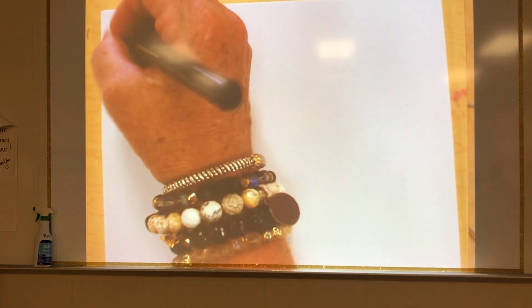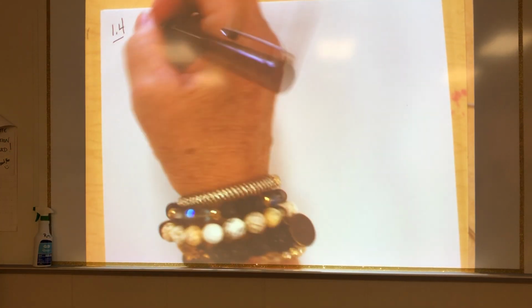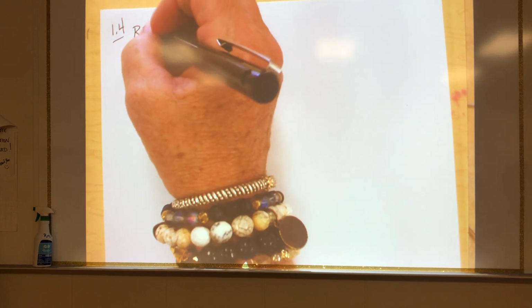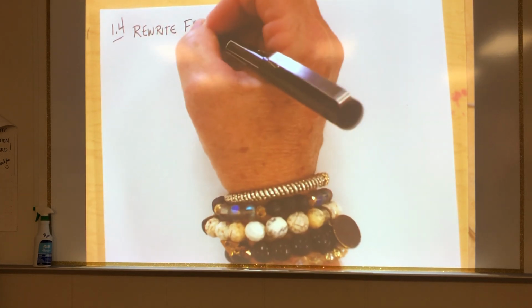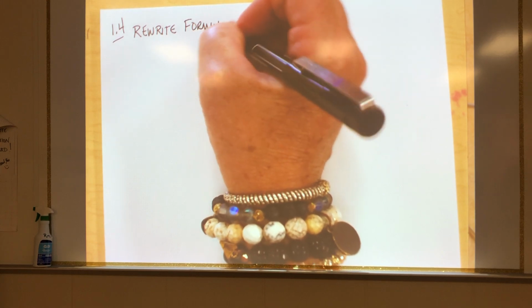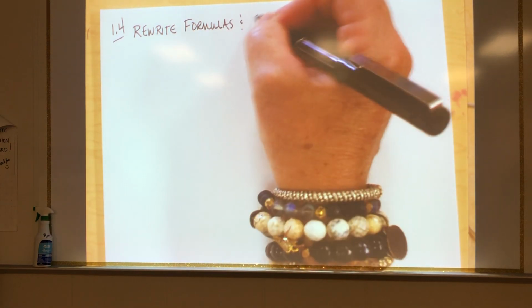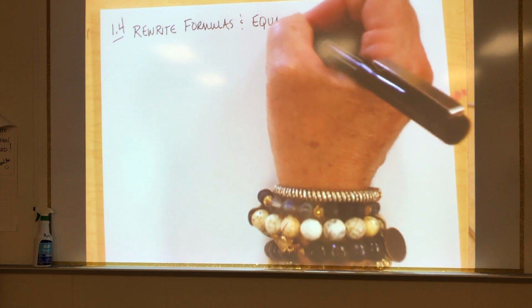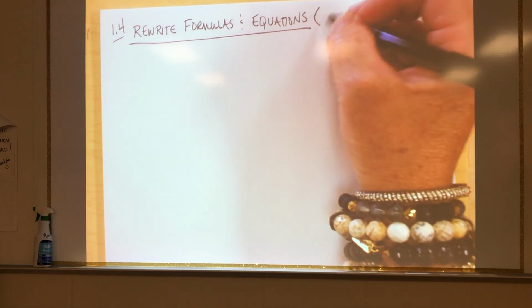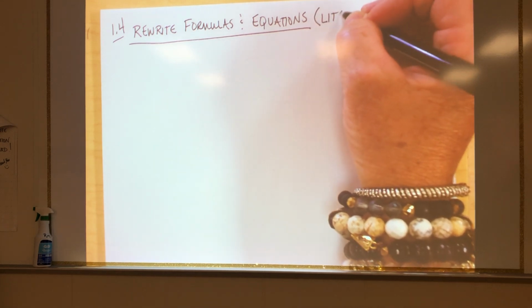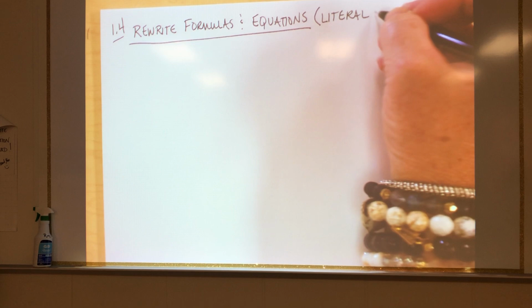Now we're going to do section 4 of chapter 1, 1.4. This is what they call it, rewrite formulas and equations. Sometimes books will call this literal equations.